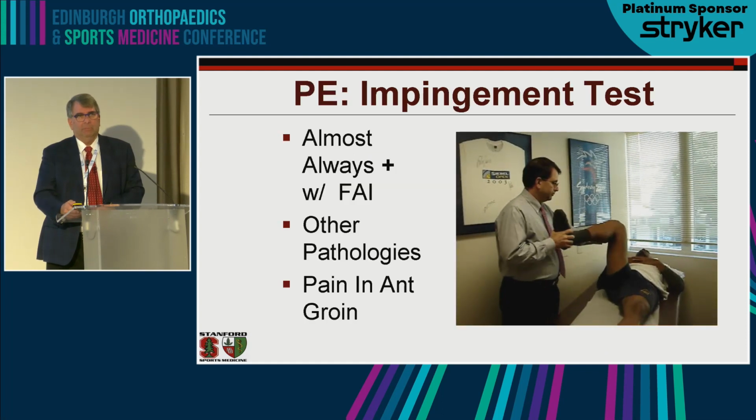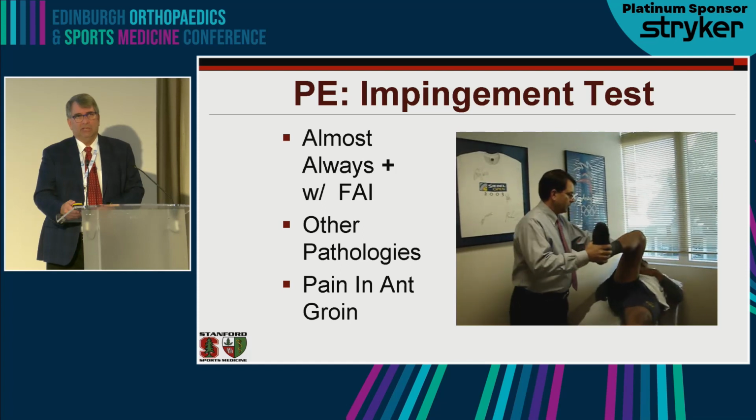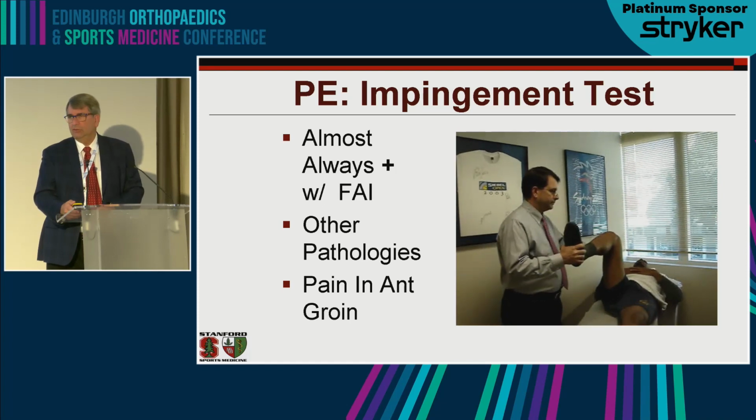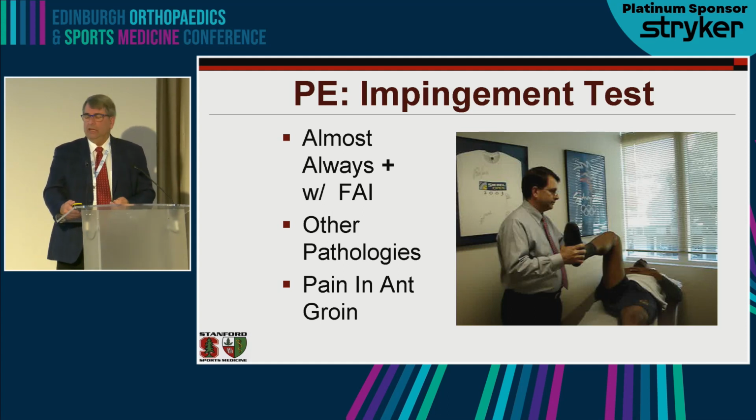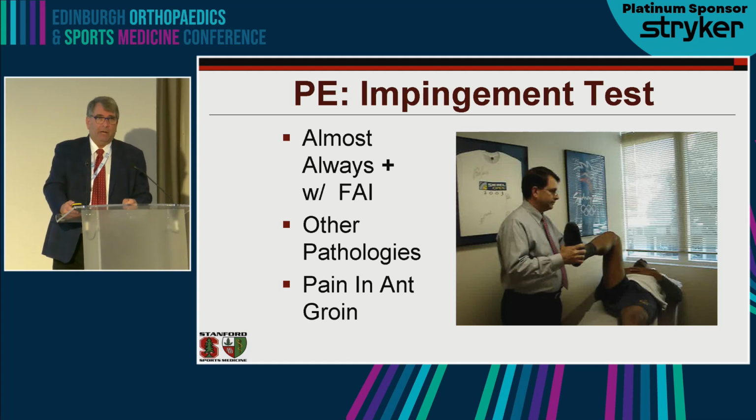And then you can do the impingement test. You flex to 90 degrees, you adduct and then internally rotate. So it's flexion to 90, adduction, internal rotation. That should cause pain around the hip. And it's called the impingement test, but in all reality, it is not pathognomonic for impingement. It does give you a sign if there's some intra-articular pathology, but it does not necessarily mean that the patient has impingement itself.